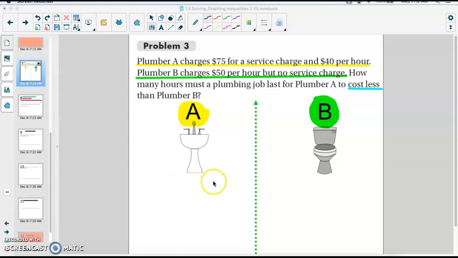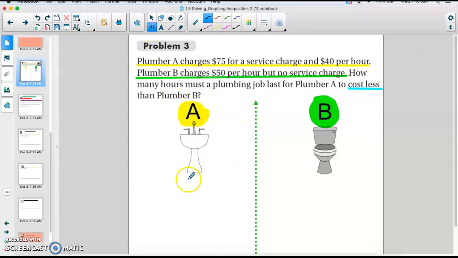Okay, so for plumber A, he charges $75 right from the beginning, and then he's going to add on $40 for every hour that he works. Okay, and we want our end goal. Let's go to plumber B. Plumber B doesn't charge any service charge. He just charges $50 per hour.